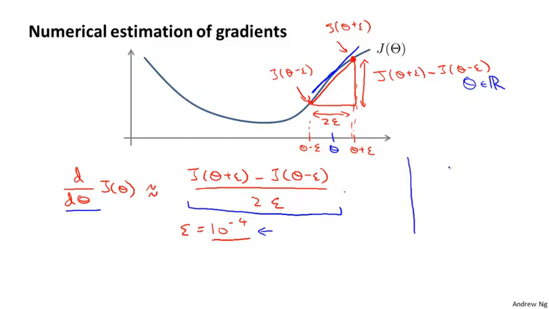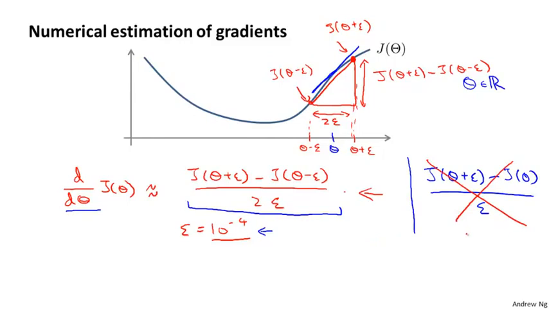And by the way, some of you may have seen an alternative formula for estimating the derivative, which is this formula. This one on the right is called the one-sided difference, whereas the formula on the left is called the two-sided difference. The two-sided difference gives us a slightly more accurate estimate, so I usually use that rather than this one-sided difference estimate.